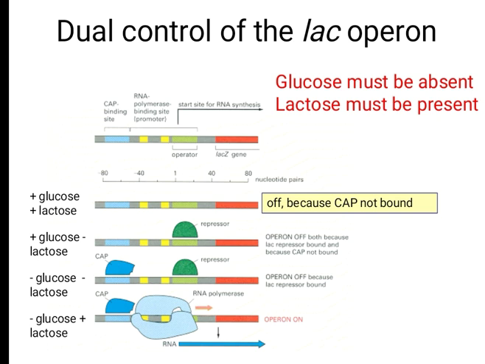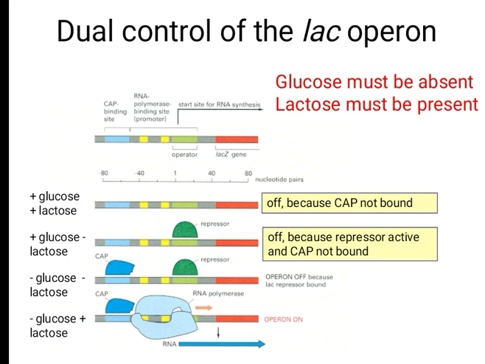The next scenario, glucose is there in the medium but lactose is absent. As glucose is there, no cyclic AMP, no cyclic AMP CAP complex, and no cyclic AMP CAP complex binding to the CAP binding site, and the repressor is forming all the time. As lactose is absent, this repressor would bind to the operator region. So these are two strong negative signals for the operon.